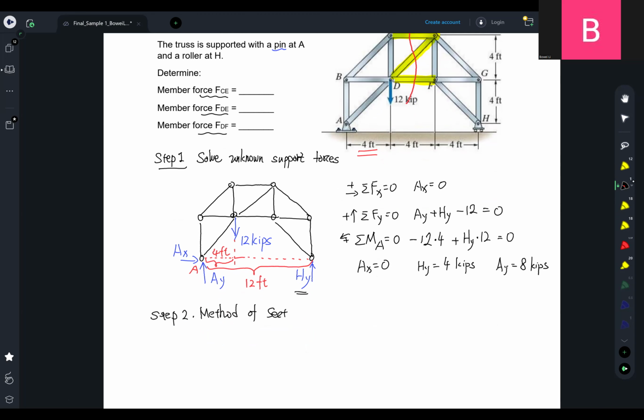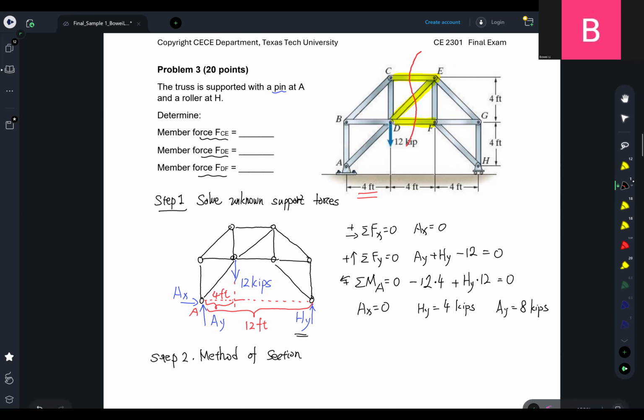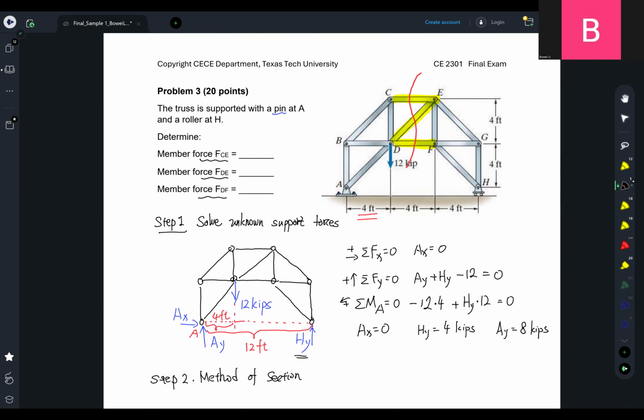Method of sections. Okay, so by applying the method of sections here, as we've already talked about, we identify the truss members of our interest, and then we imagine that we have a knife that cuts through the truss members of our interest, so the truss will be two parts, right? And then we can arbitrarily take out one of the parts to analyze it.